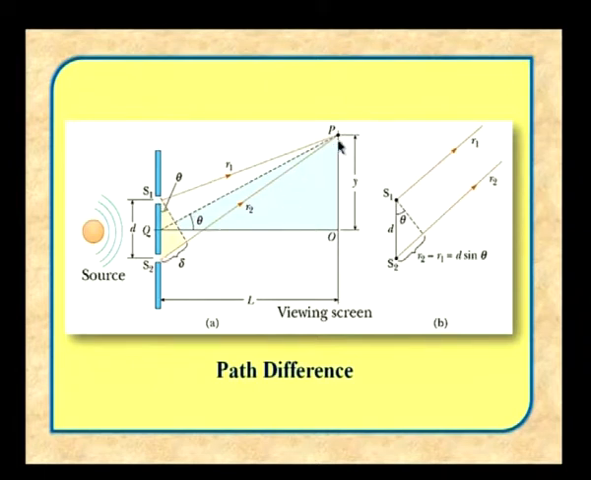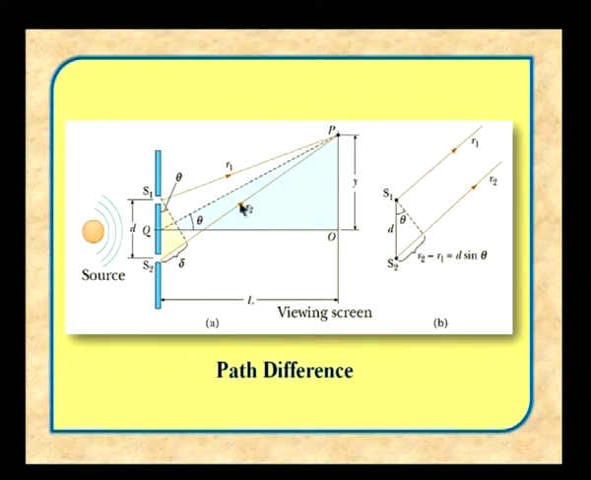Obviously, S2p is larger, right. S2p is larger compared to S1p by how much? You draw a line perpendicular to it, and this is the delta. What is delta? Delta is the additional distance, this is R2. R2 is obviously larger than R1. This R2 minus R1 is called the path difference.